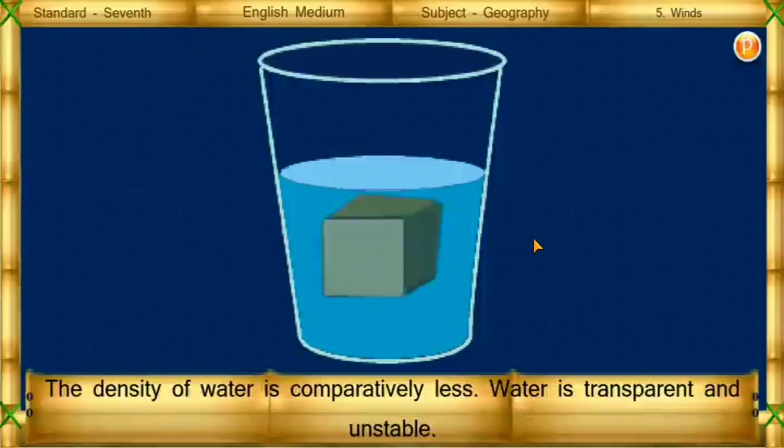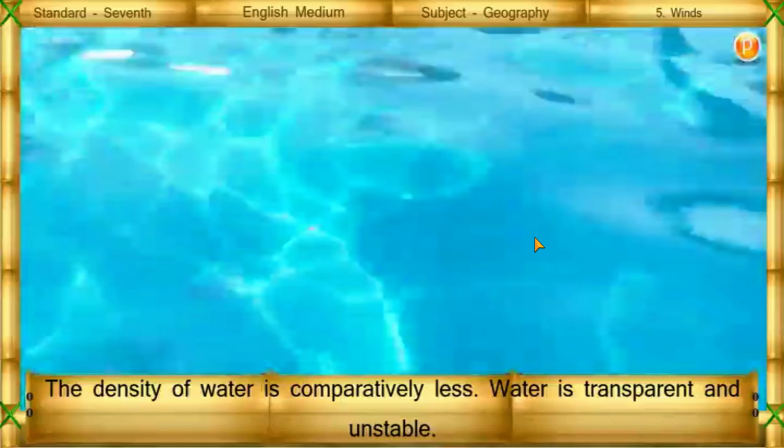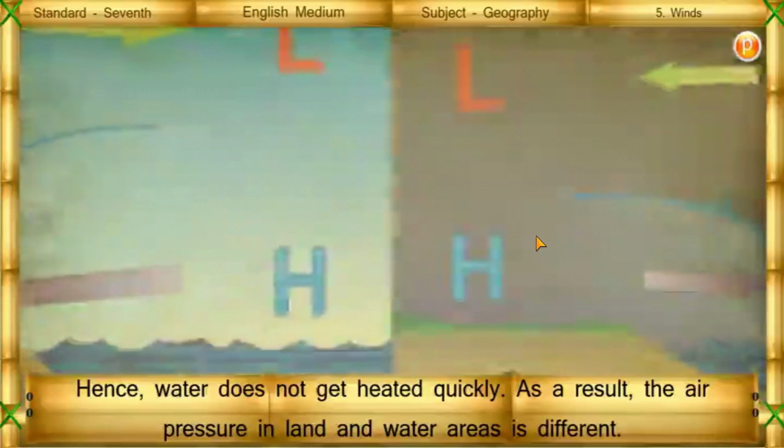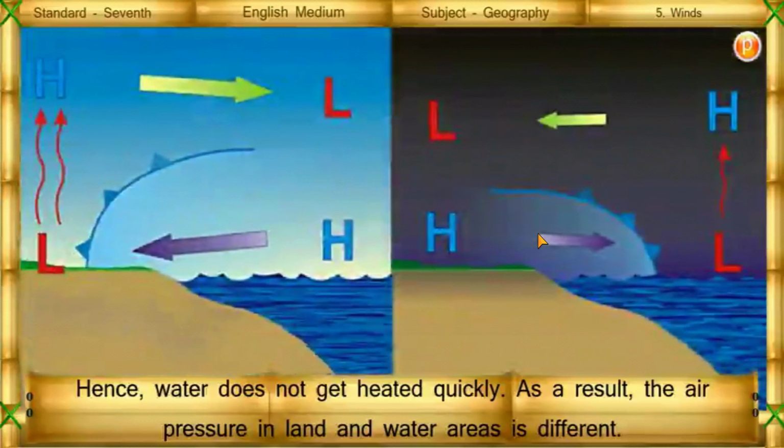The density of water is comparatively less. Water is transparent and unstable. Hence, water does not get heated quickly. As a result, the air pressure in land and water areas is different.